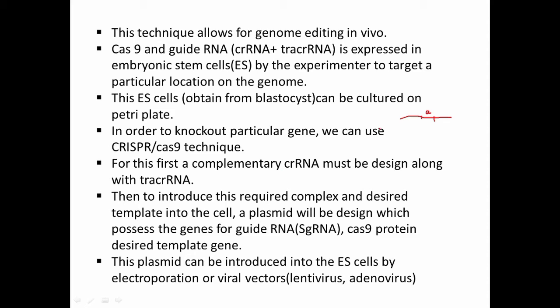So what we'll do, we'll design a CRISPR RNA which would be complementary to this gene A, and we'll add the sequence of the tracer RNA also. So this would be the part of the CRISPR RNA, and this would be the tracer RNA, and together it is called the guide RNA.